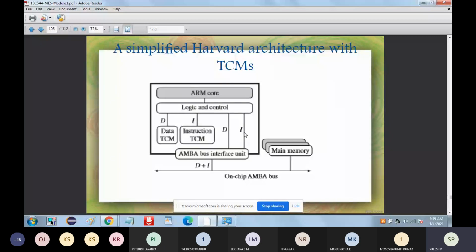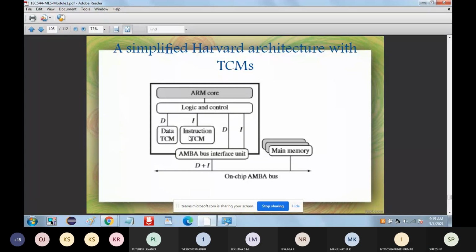Once it sends the request for the instruction to be executed through the AMBA bus interface, which supports both data and instruction, it will place a request to the main memory, asking for the instruction which has to be executed. Now the main memory will send that instruction. Once it comes and is executed, the same instruction will be stored in the instruction tightly coupled memory. Whatever the recently executed instruction is, that will be stored in the instruction tightly coupled memory.